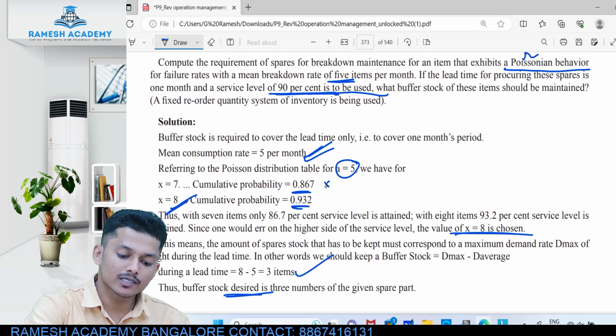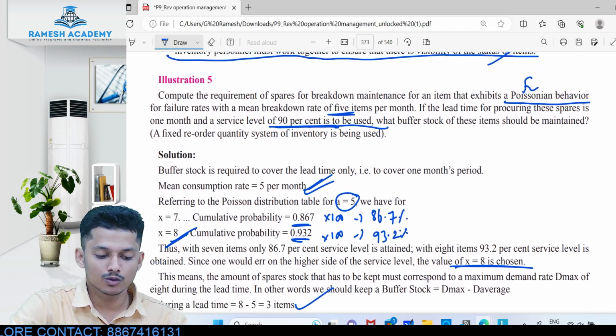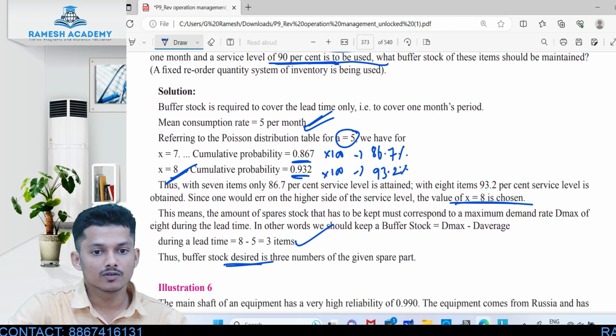Here to get into percentage, it's so simple. Into 100, you do. You will get 86.7. You will get 93.2. That's it. Go through that theory and this question. We'll move on to the next question then.